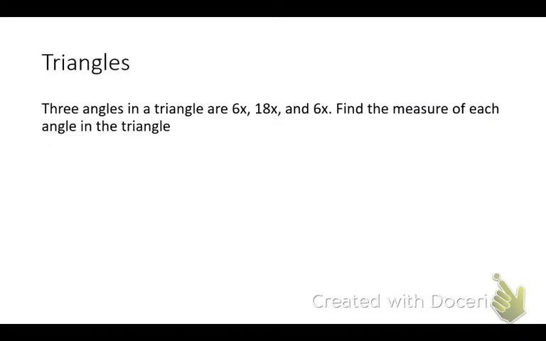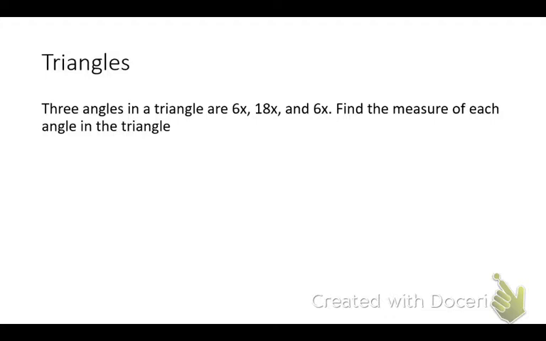Okay, angles of triangles. The 3 angles in a triangle are 6x, 18x, and 6x. Find the measure of each angle in the triangle. It's easy if you remember the setup. Now, there's no image here, but you could draw your own if you wanted to. What do all of the angles in a triangle need to add up to? 180. So that's going to be your total.